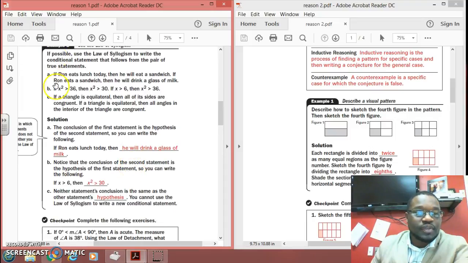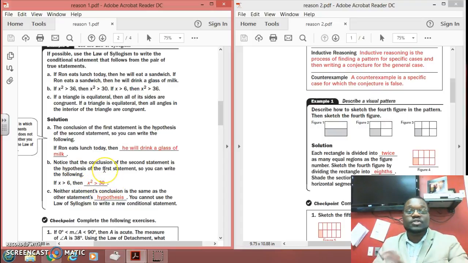All right. If x squared is greater than 36, then x squared is greater than 30. If x is greater than 6, then x squared is greater than 36. So notice the conclusion of the second statement is the hypothesis of the first, so you can write the following: if x is greater than 6, then x squared is greater than 30. You just put the 2 pieces together.